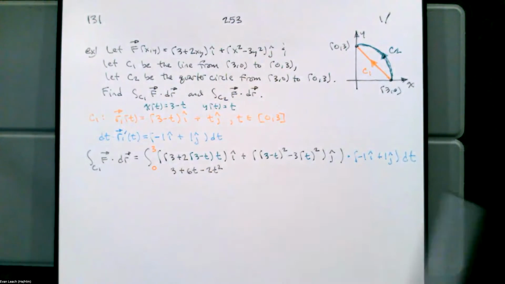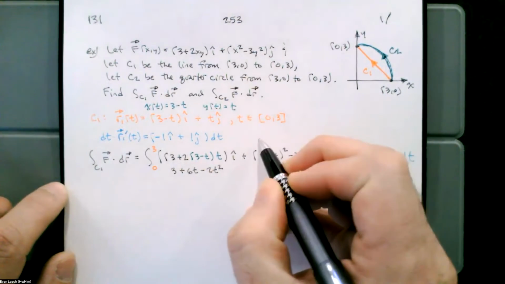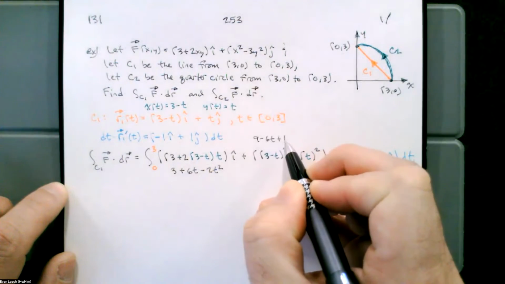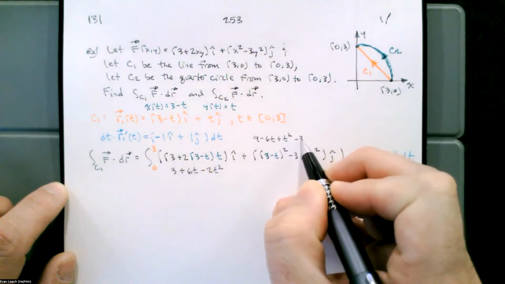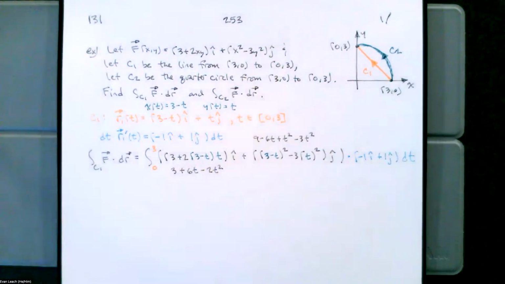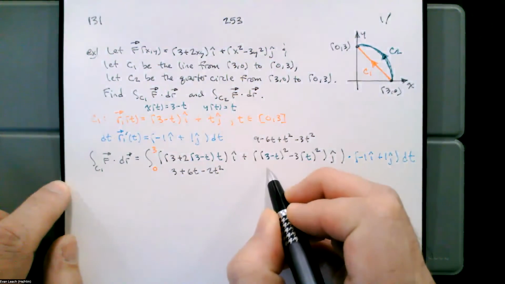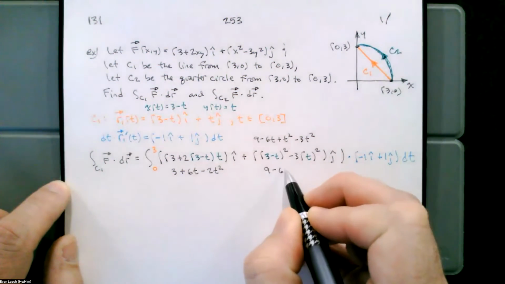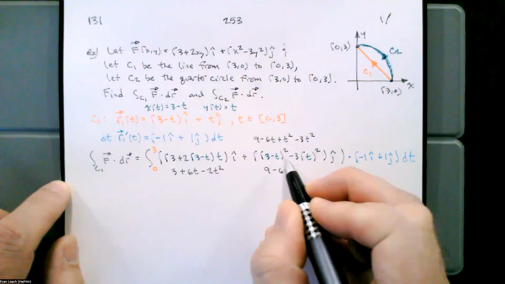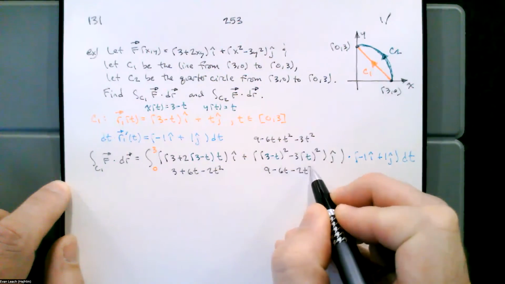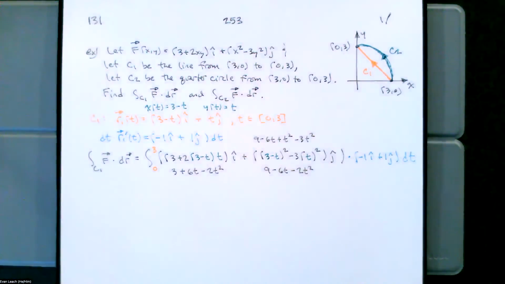Over on this side, I've got 9 minus 6t plus t squared minus 3t squared. I'll take 3 minus t, square it, and then I'll subtract 3t squared. So I have over here 9 minus 6t minus 2t squared. 1 minus 3, 2t squared. So there's my j component.